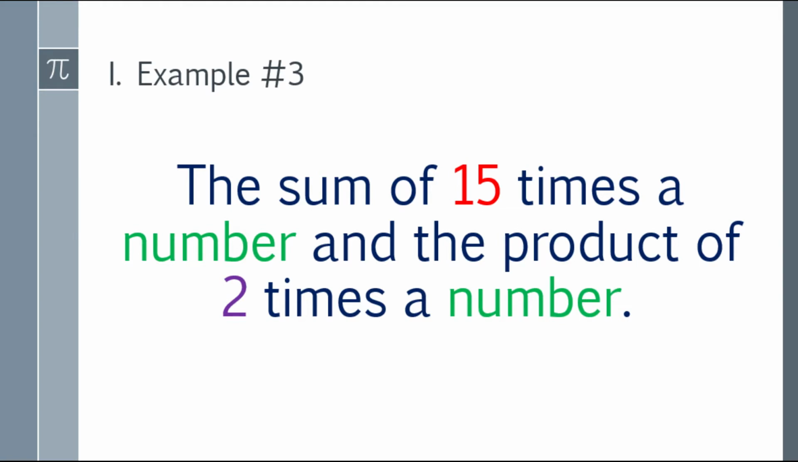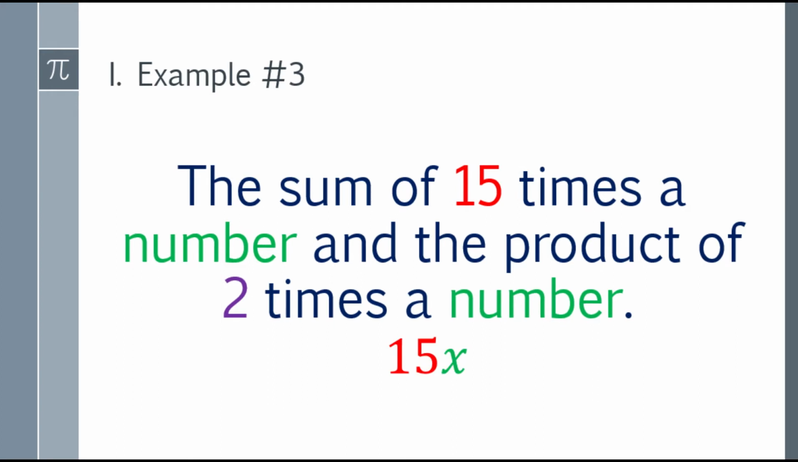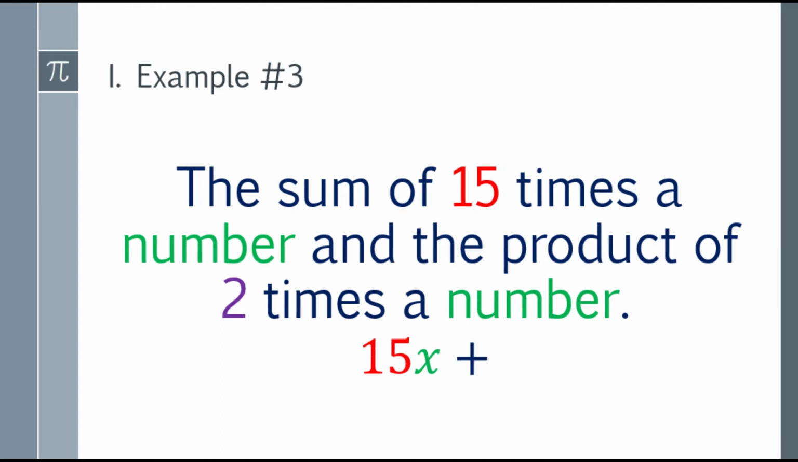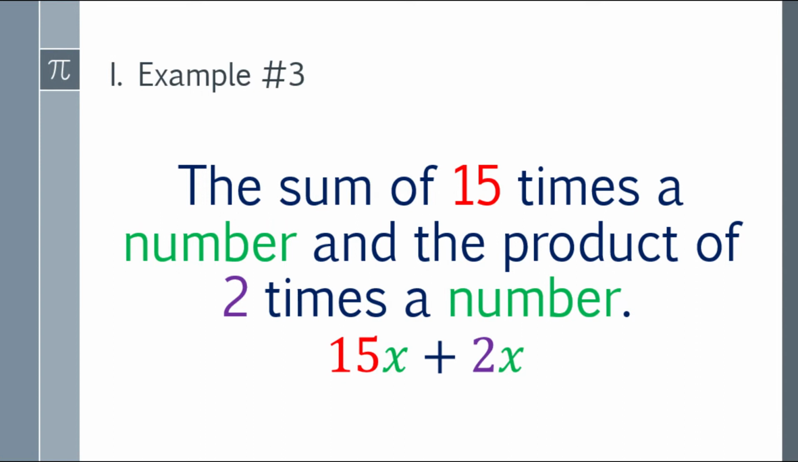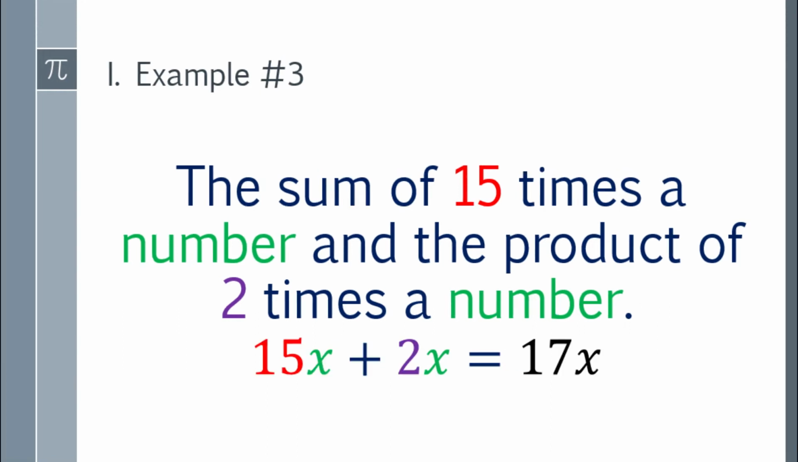Example number 3, the sum of 15 times a number and the product of 2 times a number. So, the sum daw ng 15 times a number, that will be 15x. Samahin mo lang. And the product of 2 times a number, dahil sum, magpa-plus tayo. Plus mo ng 2x. Di pa tayo tapos yan. We need to simplify it. Kung simplify siya, simplify natin. So, 15x plus 2x, that will be 17x.